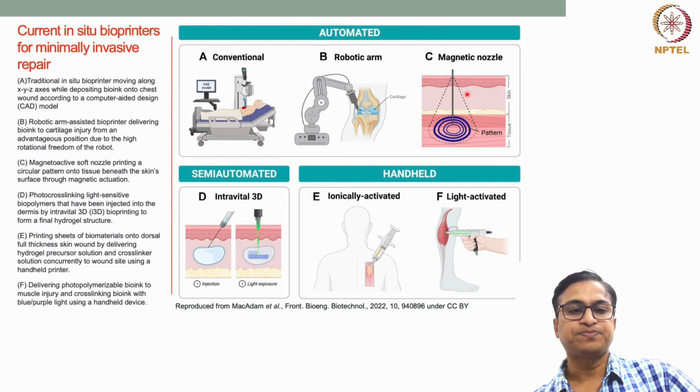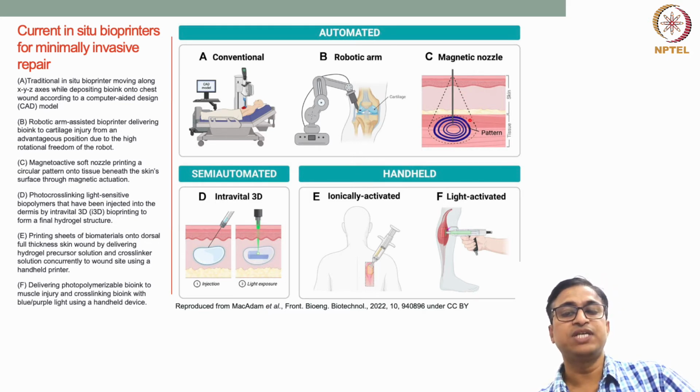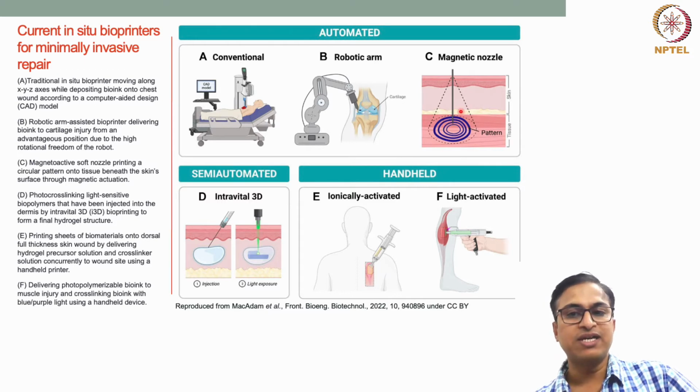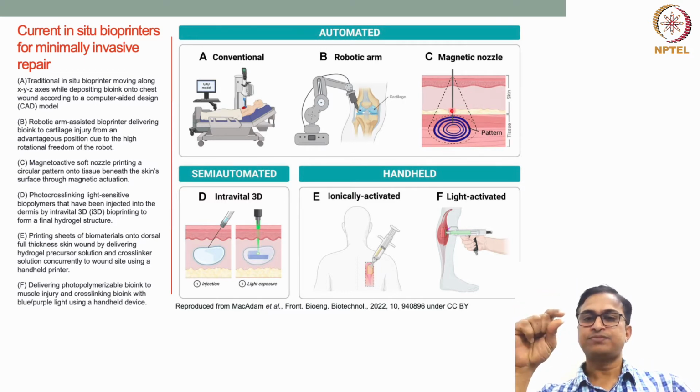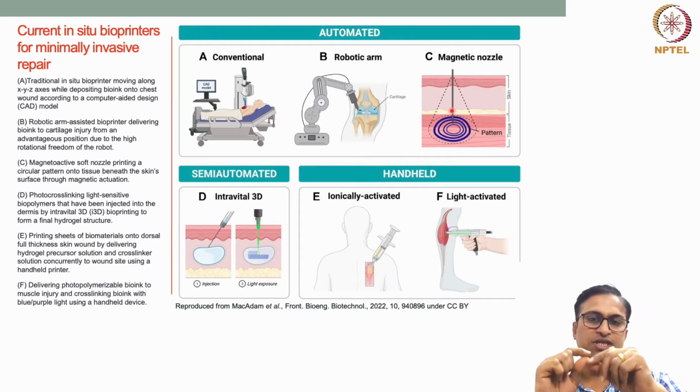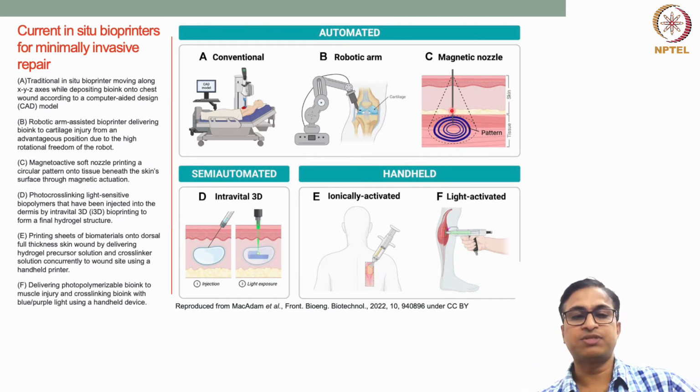Similarly, magnetic nozzles are another option, where suppose we need to print a structure beneath the skin. Then this magnetic needle can be used for printing the structure beneath the skin surface through magnetic actuation. So whenever something has to be printed below a certain structure, like in this case skin, that kind of approach can be used.